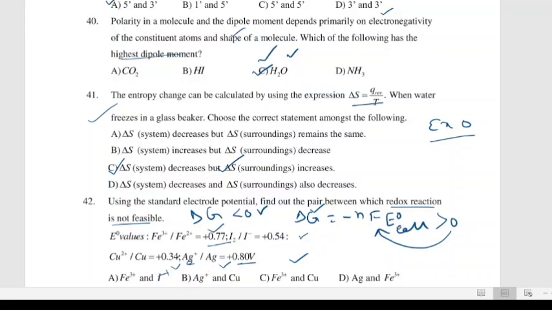That is the reason why we can say that the least feasibility is for this Ag and Fe plus 3. The one which has the higher difference between the E naught values will readily exhibit that redox reaction. So whenever they ask the reactivity order also, we can check based on the positive E naught value of the cell constructed by these options, right? Let's get into the next one.